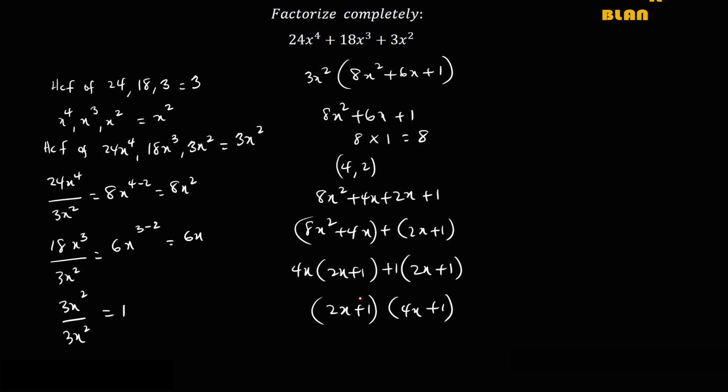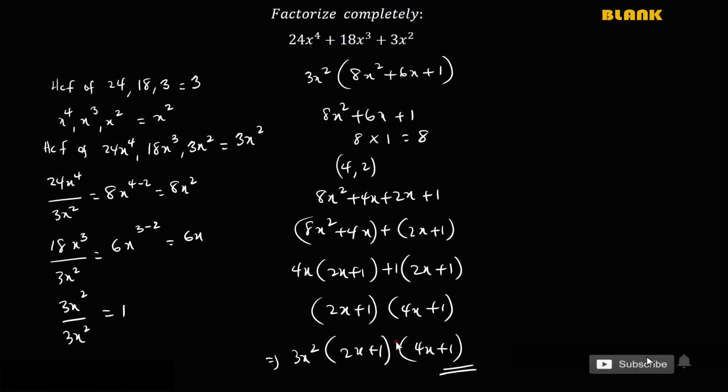To get the final answer, we are going to combine the HCF, that is 3x^2, with the factorized expression, that is (2x + 1) times (4x + 1). So we are going to get 3x^2 multiplying (2x + 1) multiplying (4x + 1) as our final answer. So to factorize 24x^4 + 18x^3 + 3x^2, our final answer is 3x^2(2x + 1)(4x + 1).